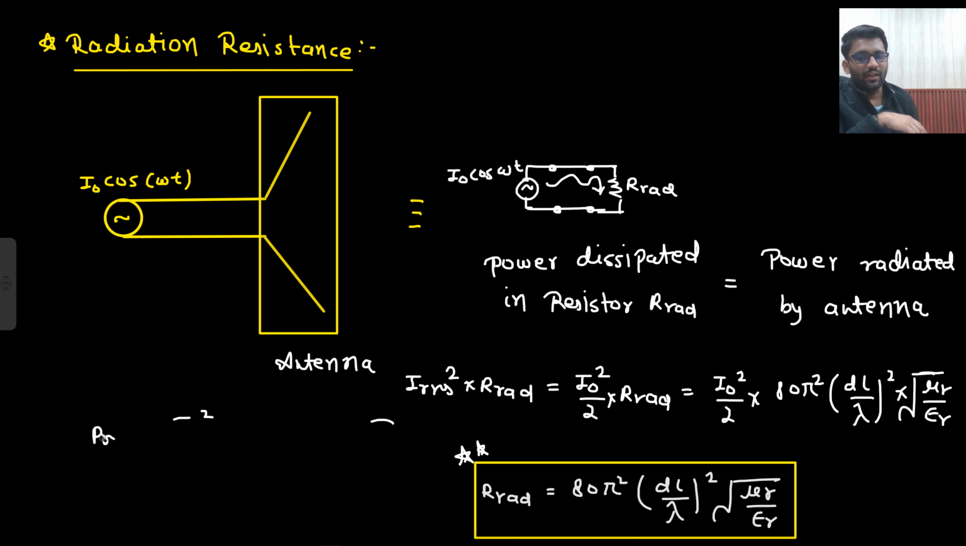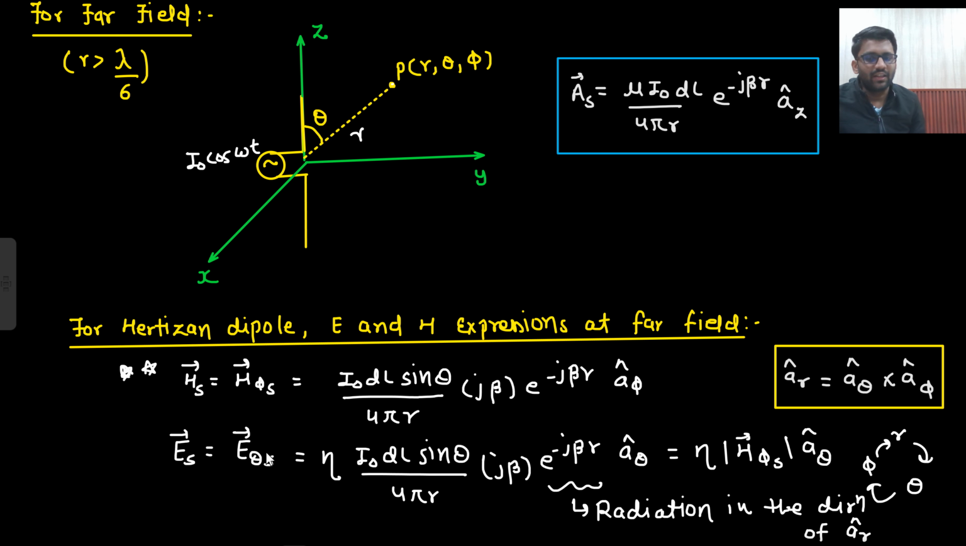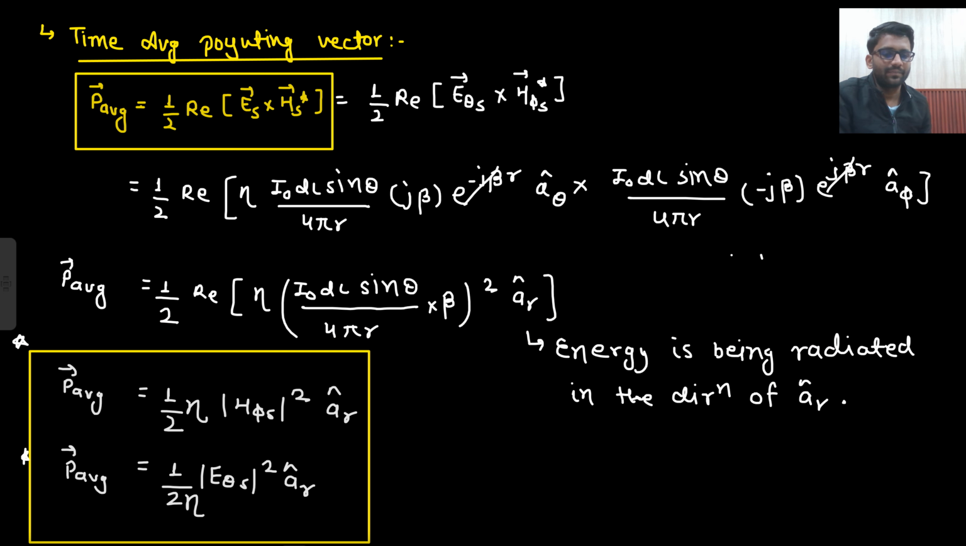Certainly we are going to write down in one page only what all you need to remember. But as of now, what do you see? This expression you need to remember. If you remember the H phi s expression, then certainly you remember the E theta expression. You just need to multiply by eta, right? And then you also know that AR is equal to A theta cross A phi, and the direction also you need to remember: for H we have the phi component and for E we have the theta component.